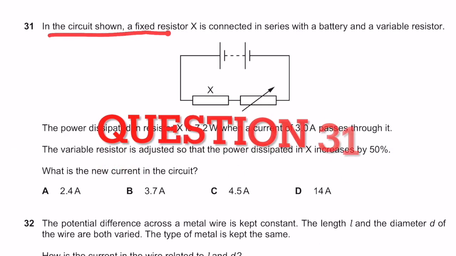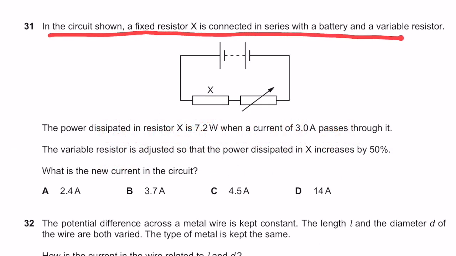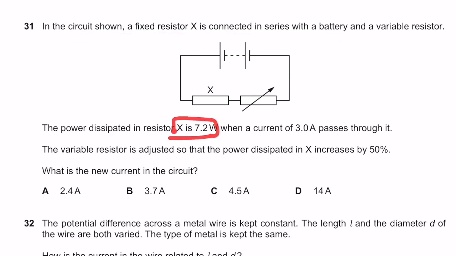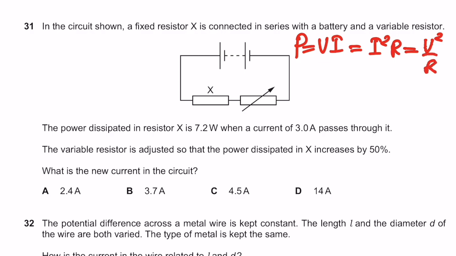B. In the circuit shown, a fixed resistor X is connected in series to the battery and a variable resistor. The power dissipated in X is 7.2 when the current is 3. Power is increased by 50%. What's the new current? Let's talk about electric power. Power is VI or I squared R or V squared over R.